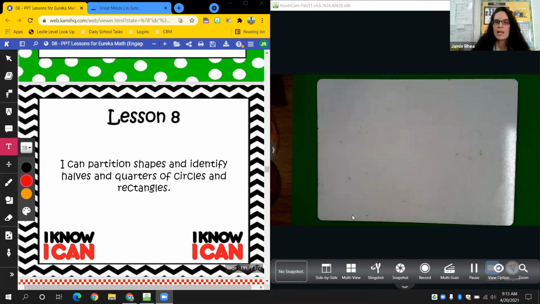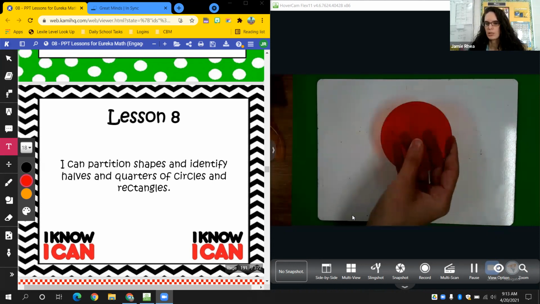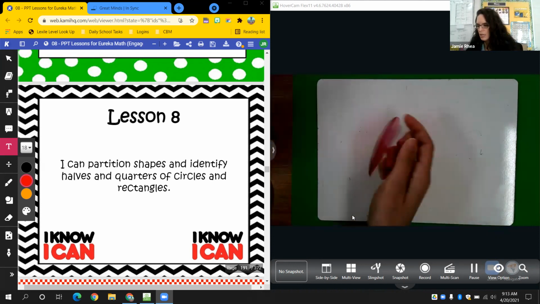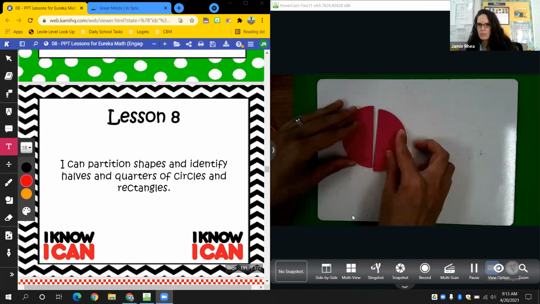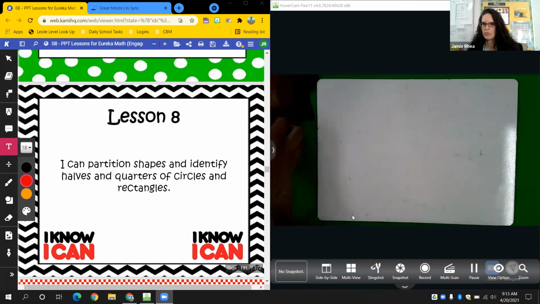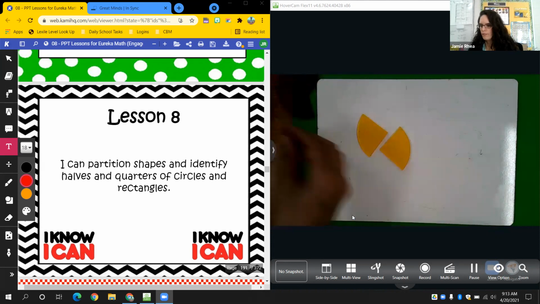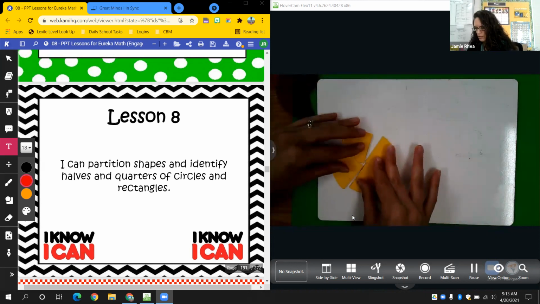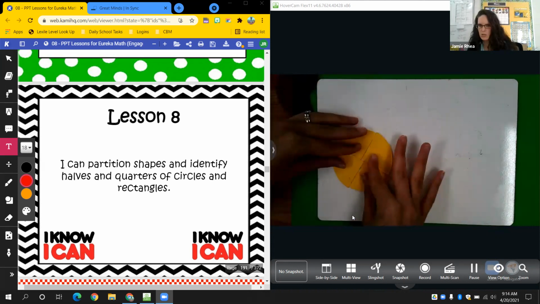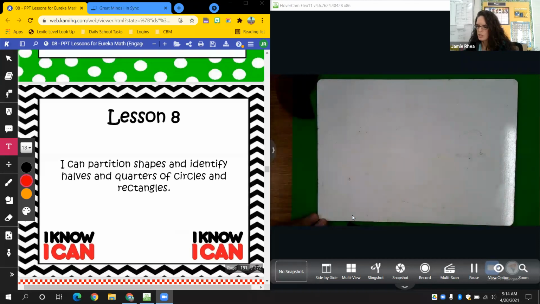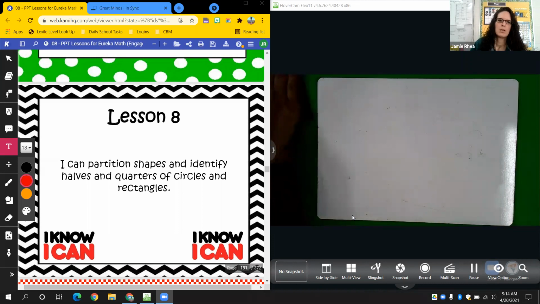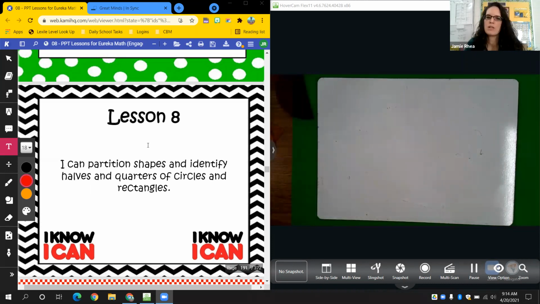So it sounds confusing, but it's not that confusing. Partition just means that I can make, like, here's a whole shape, right? And if I partition it, I make it into 2 shapes, or I can make it into 4 to make the whole. That's what it's wanting us to do today, okay? Super easy, just sounds really funky. So I can partition shapes and identify halves and quarters of circles and rectangles.